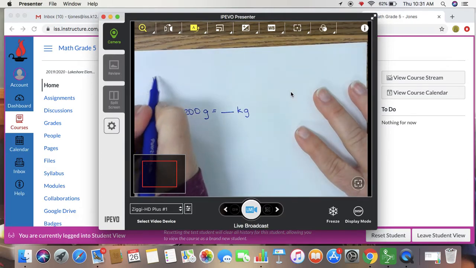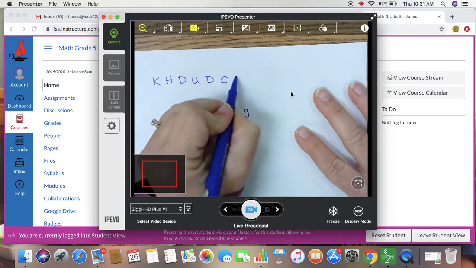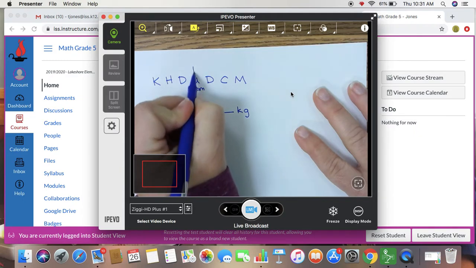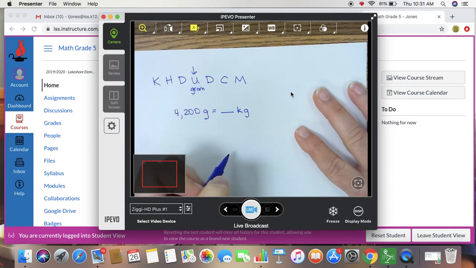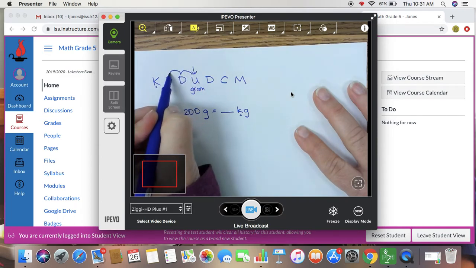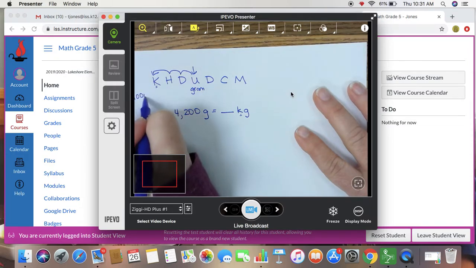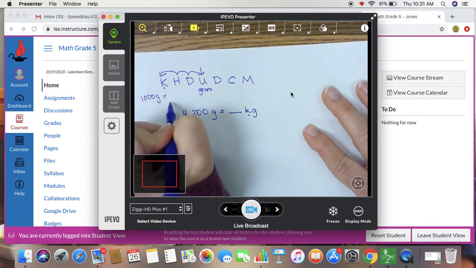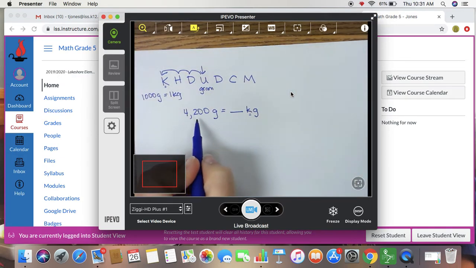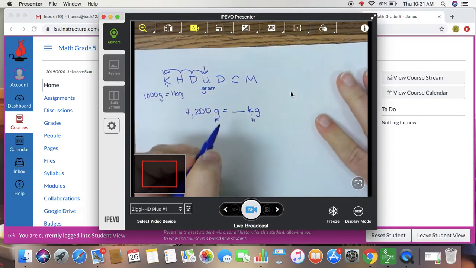So I'm going to use my King Henry doesn't usually drink chocolate milk. And I know the unit is the gram. That's right in the middle right there. So that's what we have, 4,200 of those. And kilogram is over here. 1, 2, 3 jumps to kilogram. So that means there's 1,000 grams in 1 kilogram. And that's what it told us before. So in order to change this to kilograms, I have to go from fly to horse, divide, of course.